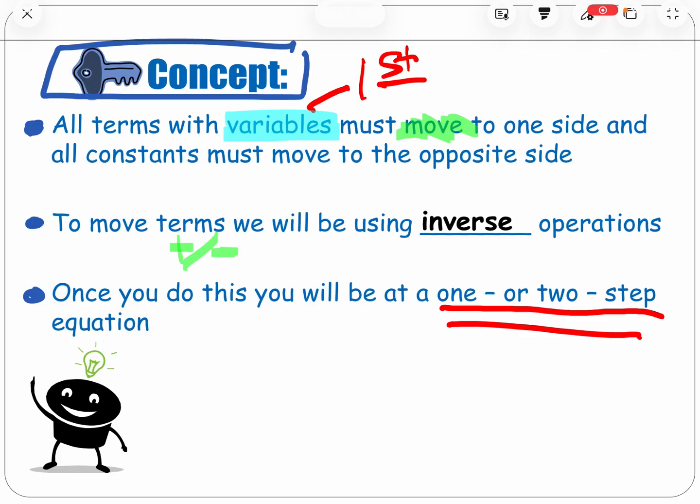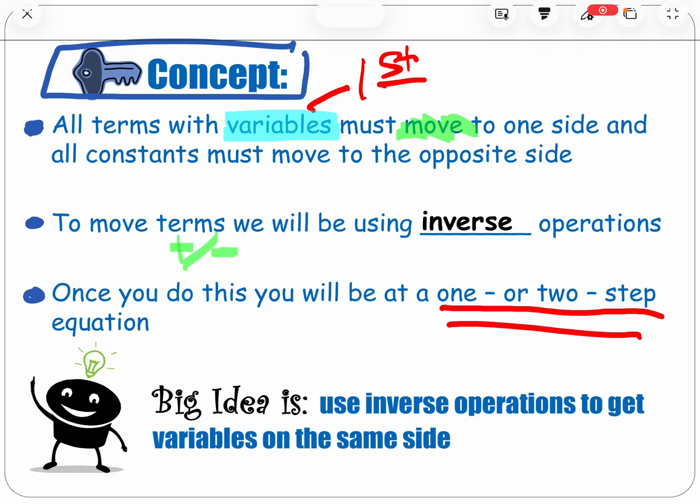We are not going to be doing multiplying and dividing on the moving step. You do the multiplying and dividing when you're trying to separate, when you're trying to isolate. But for now, we're just moving them around. Once you do this, you'll be at a 1 or 2 step equation. Main thing you want to understand is we're going to use inverse operations to get variables on the same side. If you get the variables on the same side, then you have a problem like we did before we went on fall break.